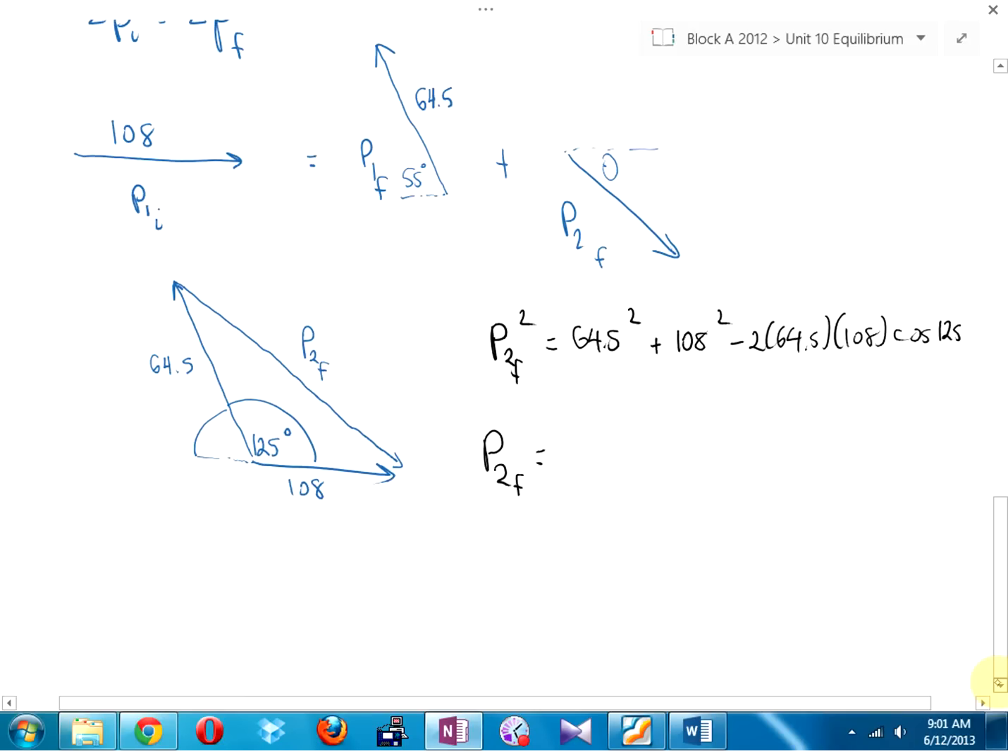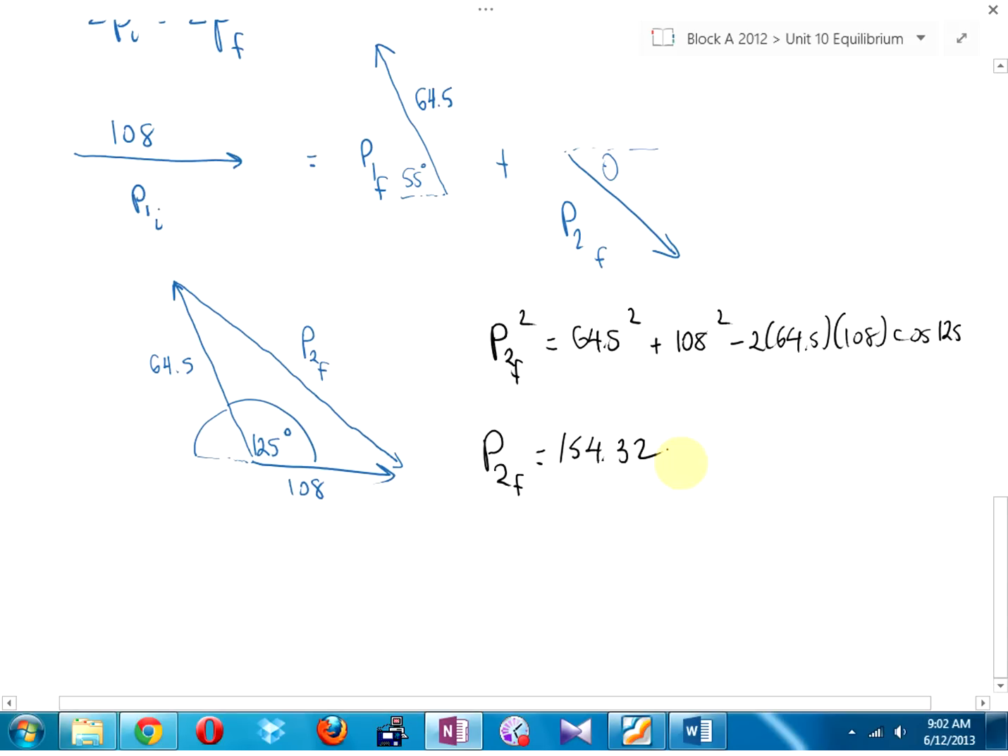What'd you get, Sebastian? 154. Give it to me to like 5 sig figs because I'm going to use this to find my actual answer. 154.32. Is that correct, folks? Anybody else? Yep. Which kind of meshes with what I thought. I figured it'd be even bigger than the 108 because it looks like a hypotenuse in my diagram, so I'm good with that. That's the momentum.